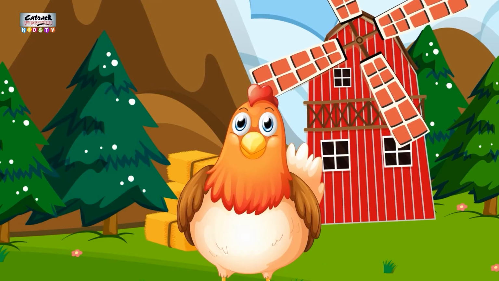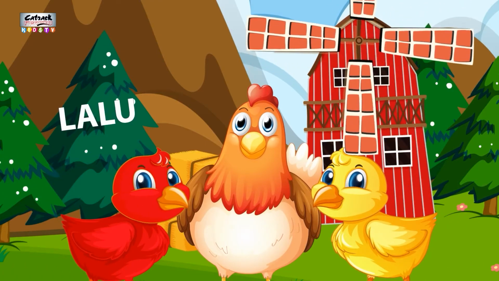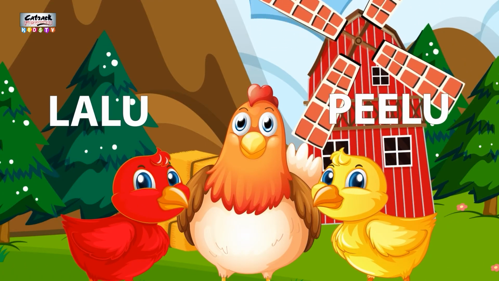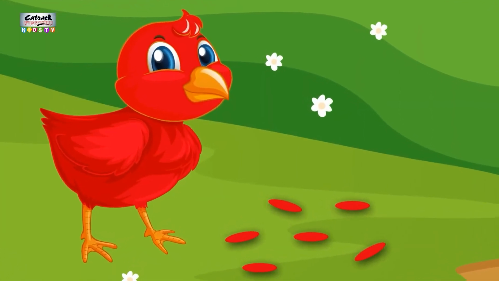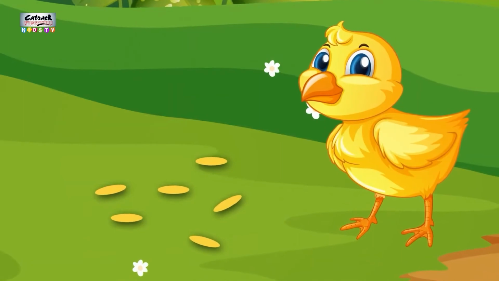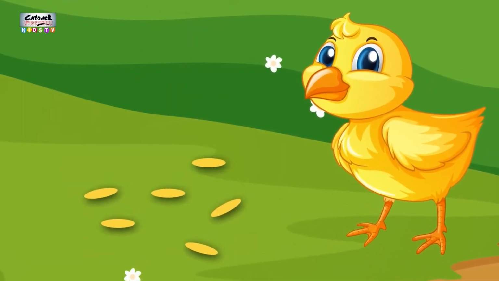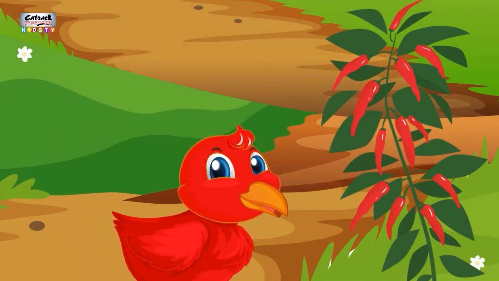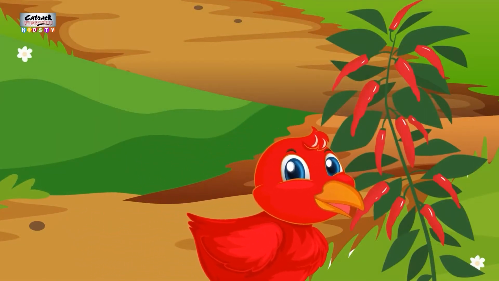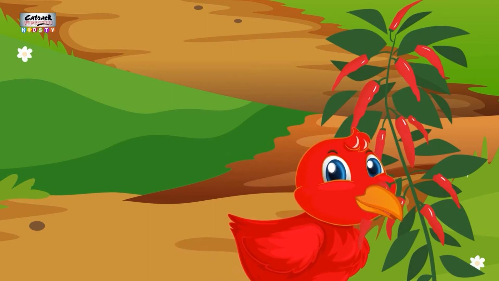There was a hen. She had two chicks, Lalu and Pilu. Lalu was red. He loved red things. Pilu was yellow. He loved yellow things. One day, Lalu saw something on a plant. It was red. He ate it up.